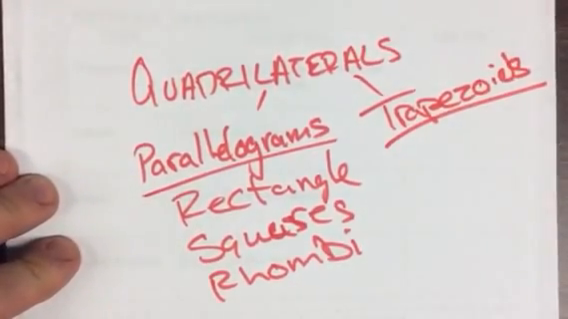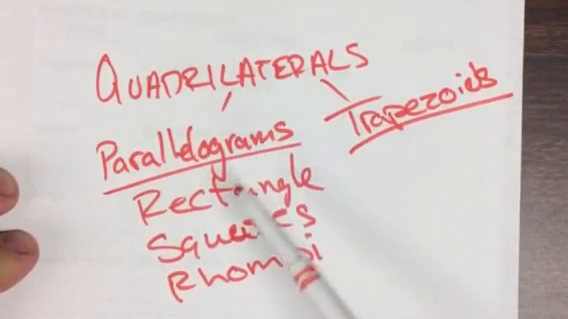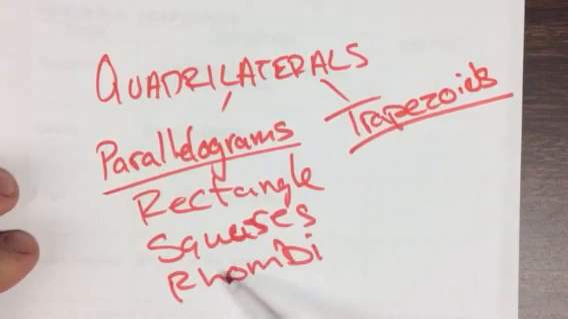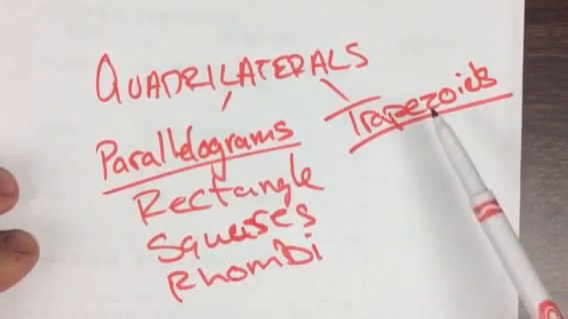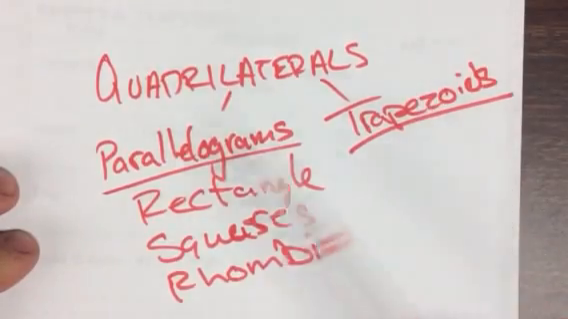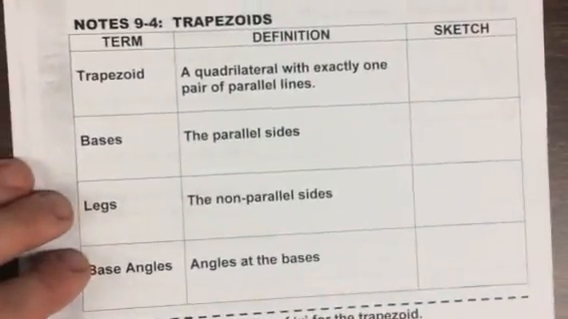So right now, all of my rules that work for parallelograms work for rectangles and squares and rhombi. However, the parallelogram rules do not apply for a trapezoid. So make sure that we're real careful as we're setting up here. Trapezoids are going to have some different properties about them.